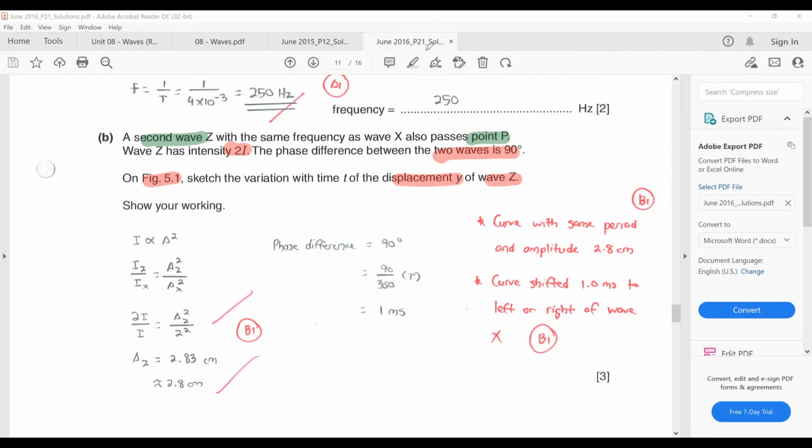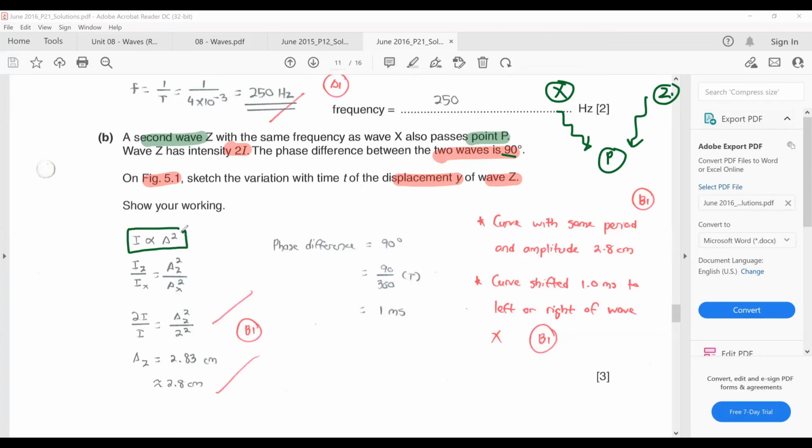On that figure, sketch the variation with time of the displacement y of wave Z. Okay, so your point P is here. You again now have wave X. You again now have wave Z. Both are moving towards that point. So wave Z will be having a 90-degree phase difference from wave X. The amplitude of wave Z itself would be different from X. This one was point P. So how do you know what's the amplitude of wave Z? You need to make use of this equation.